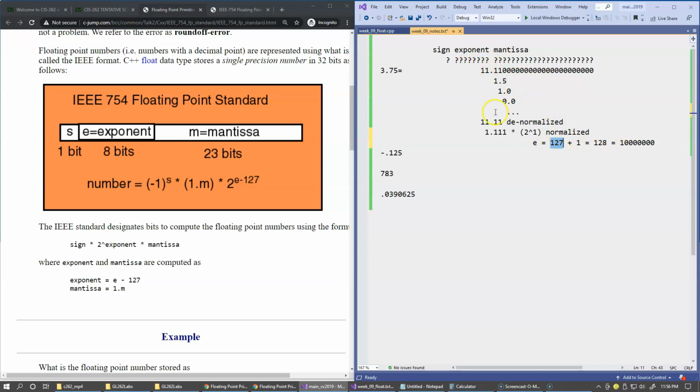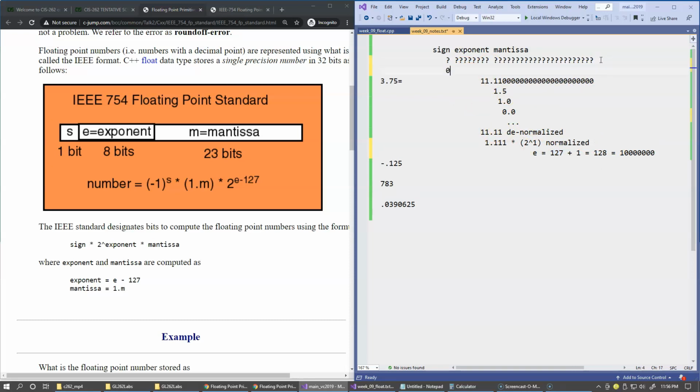So I think we're ready to write the entire fraction. This time I'll just write it up here. The sign is 0 because it's a positive number. The exponent is this, and mantissa is 1, 1, 1, with the rest of the bits set to 0.